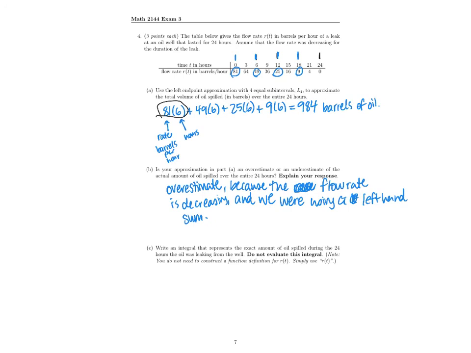Then I want to write an integral that represents the exact amount of oil spilled during the 24-hour period. So one thing we want to notice is that I don't have a construction for R(t). I don't have to come up with some sort of function or anything. Don't waste your time doing that. I'm just going to use R of t. So I want to take that R of t and integrate it from 0 to 24 hours with respect to time. So that's it. That's what it wants me to write right there.